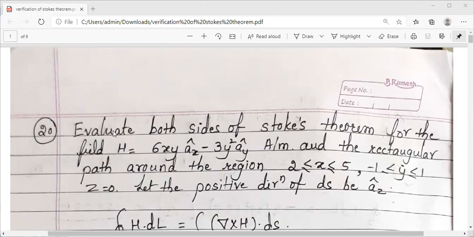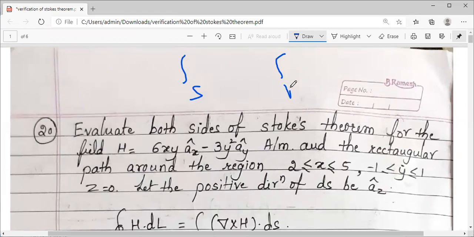Fine. Let us start the problems on Stokes theorem today. Just like the Gauss divergence theorem in the electrostatics part, we have seen problems where some field is given to you. You have verified both LHS and RHS of Gauss divergence theorem, wherein LHS was a surface integral and RHS was a volume integral. So you have calculated both LHS and RHS, and you have shown that both are equal. The numerical value you have got is equal.